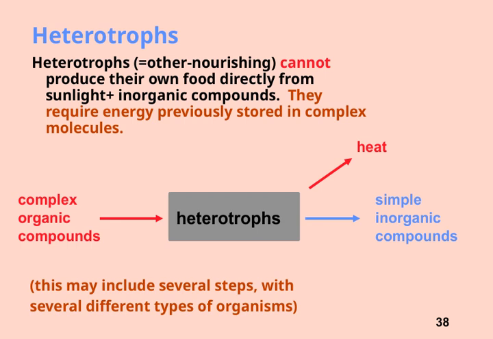For example, fungi, bacteria, and animals all play roles in transforming inorganic compounds into organic molecules, which then provide energy for different life forms. And finally, this entire process often results in some heat being released, which is a natural consequence of energy transformations and metabolic activities. So, in essence, heterotrophs rely on previously stored energy in organic molecules, making them fundamentally different from autotrophs, but equally vital in the flow of energy through ecosystems.